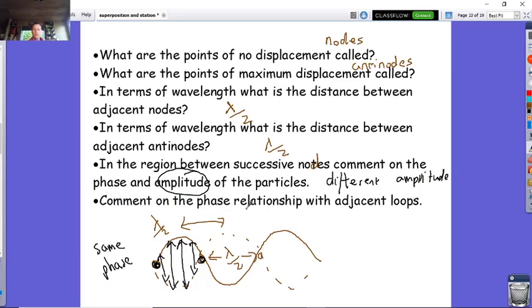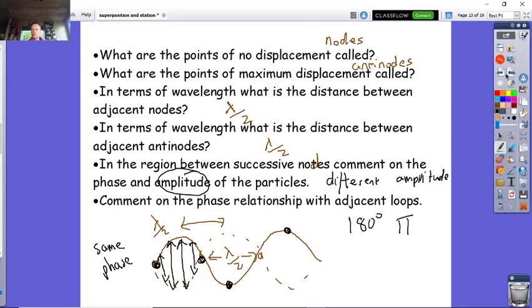And then finally, comment on the phase relationship with adjacent loops. So we're looking here at this loop here and that loop here. They're simply going to be 180 degrees or pi out of phase. What I mean by that is, if that one's going down here as a snapshot, this one is going to be here. Therefore, it goes top to bottom. They're always going to be at opposite ends of the amplitude. This has gone down here and that has gone up. Therefore, we say they're going to be pi, 180 degrees, out of phase. And that's all the features of a stationary wave.